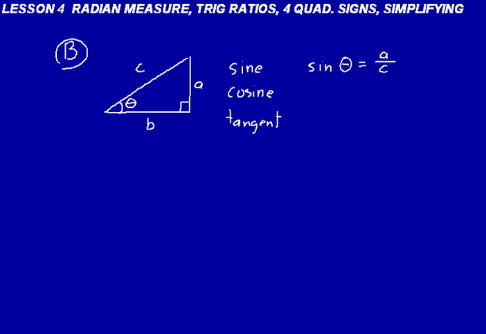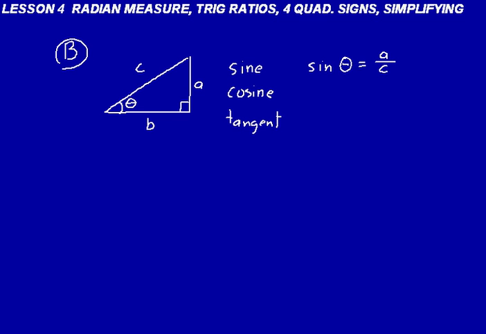It's just a notation. Sin is notation. It's not like we're saying sine times theta or something like that. It's just sine of theta. It's functional notation. Sine of theta is a function of A over C. The value for sine theta depends on the value of A and C.